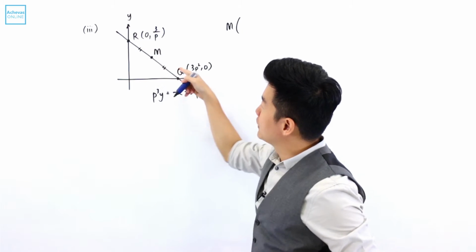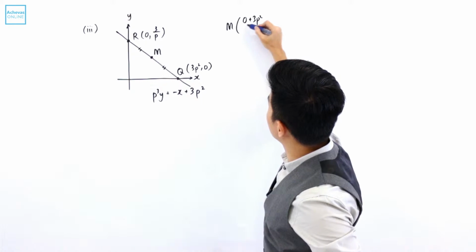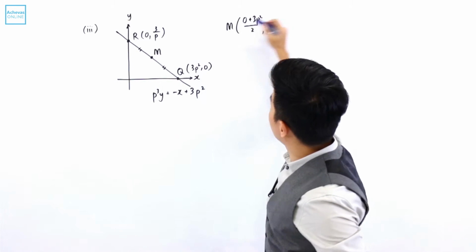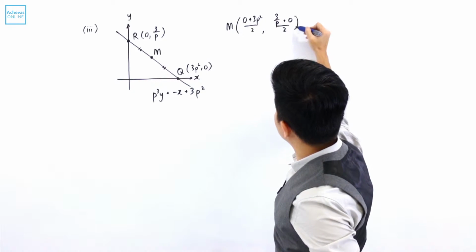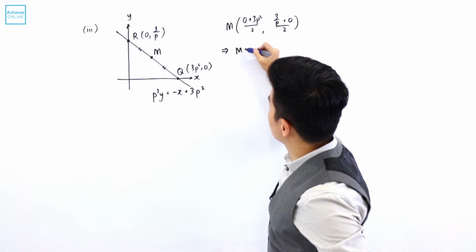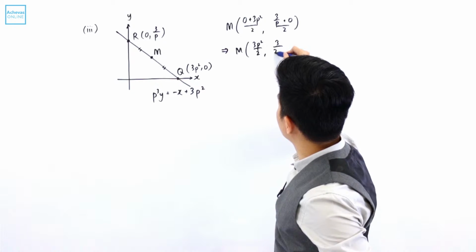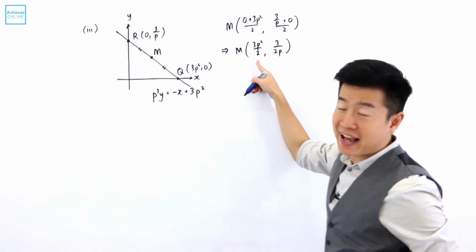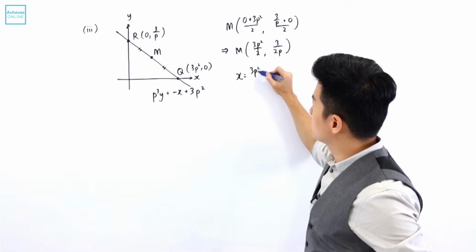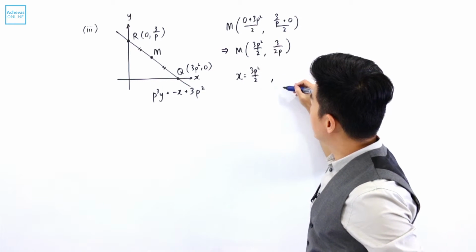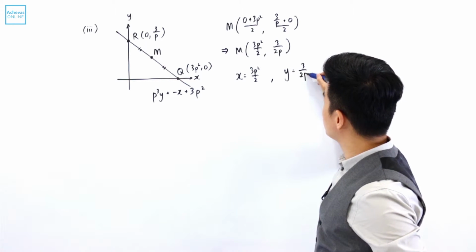And since it's the midpoint of these two, the x coordinate will be 0 plus 3p squared, divided by 2, and the y coordinate will be 3 over p plus 0, divided by 2. So the coordinates of M are 3p squared over 2 and 3 over 2p. This is the x coordinate, which means that at M, x is equal to 3p squared over 2, and at M, y is equal to 3 over 2p.